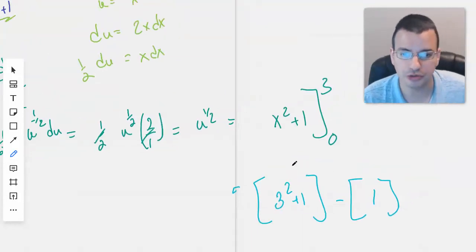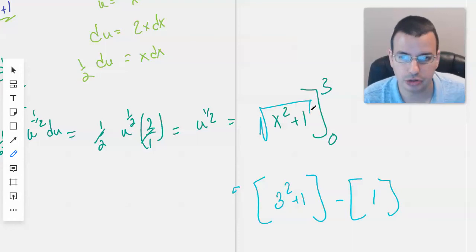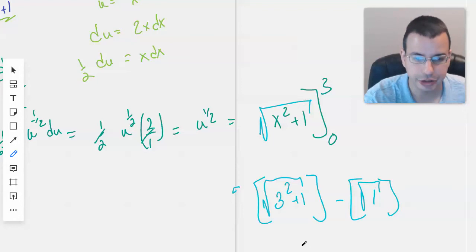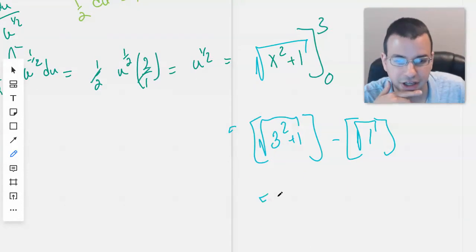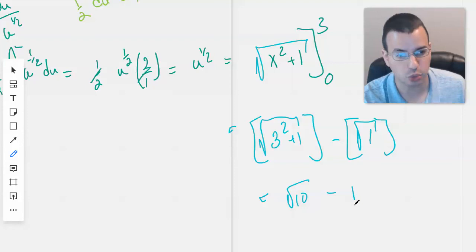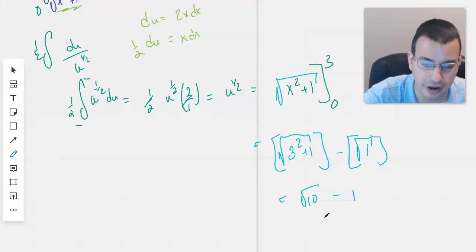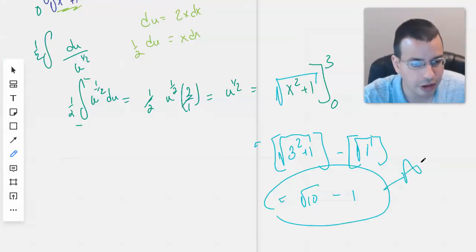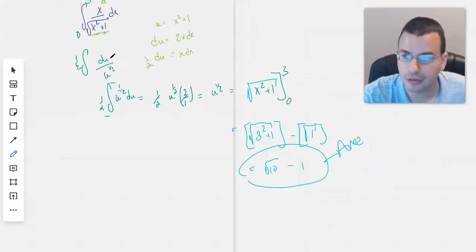Oh no, there's a square root involved. There we go. Square rooted, square rooted. So this gives us the square root of 10 minus the square root of 1. The square root of 1 is just 1, so I'll simplify that to 1. So our area under the curve is this.